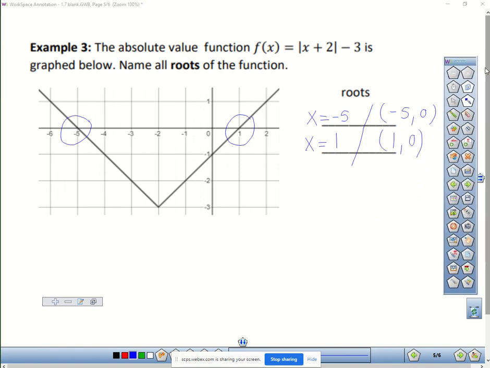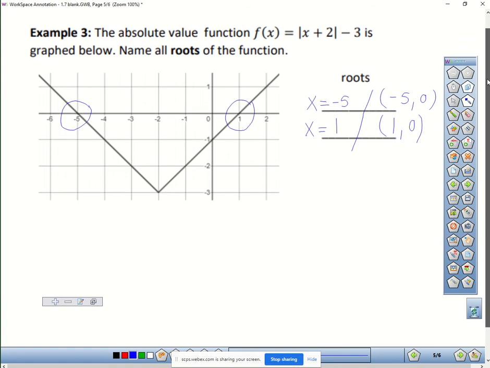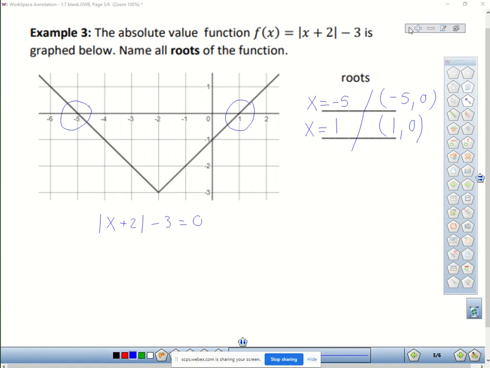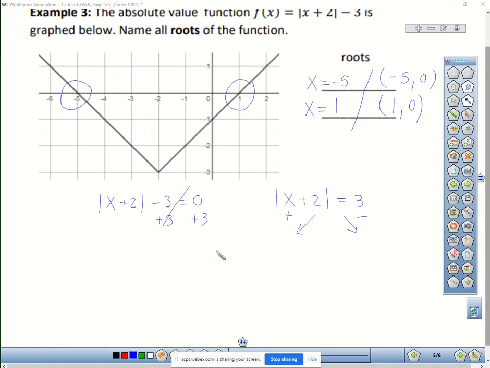Now, if you remember back to 1-3, which we did last week, how you would go about solving this algebraically is you would set this equal to 0, like we do when we're trying to find a root, and then we would solve to get the absolute value alone on one side of the equation. And then what do we have to do with absolute value equations again? Good, we have to do a positive and a negative version.